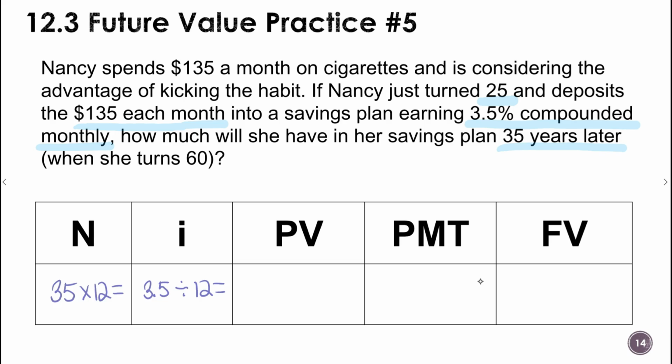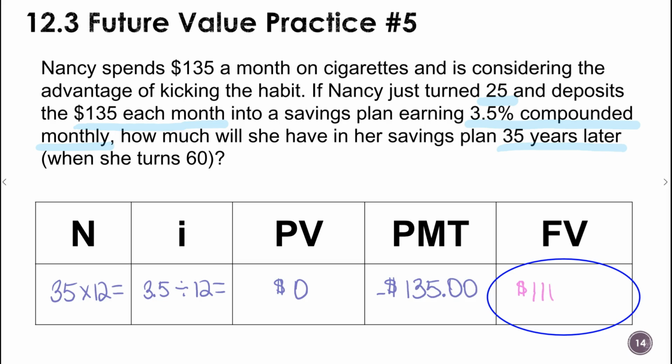And then our present value in this case is nothing, because she's not putting in a lump sum. She's simply going to pay a payment, and her payment is $135 per month. It will be negative because it's going in the bank. We are going to compute future value. So the future value in this case, don't forget to pause if you don't want to hear this yet. Okay, $110,997.86.